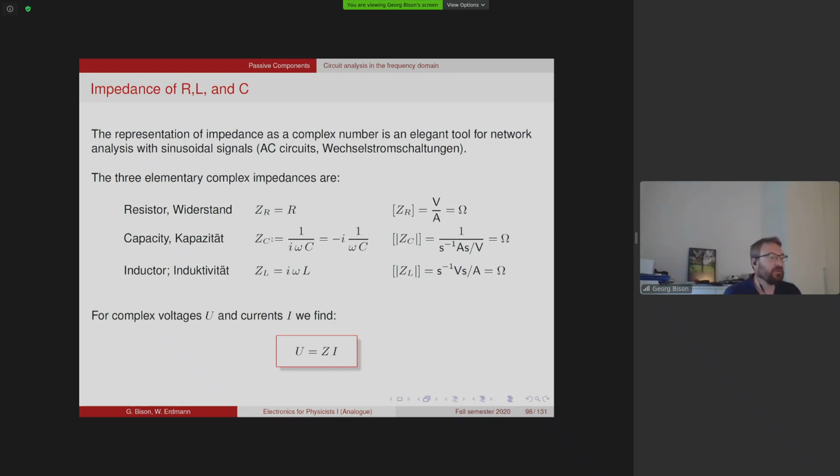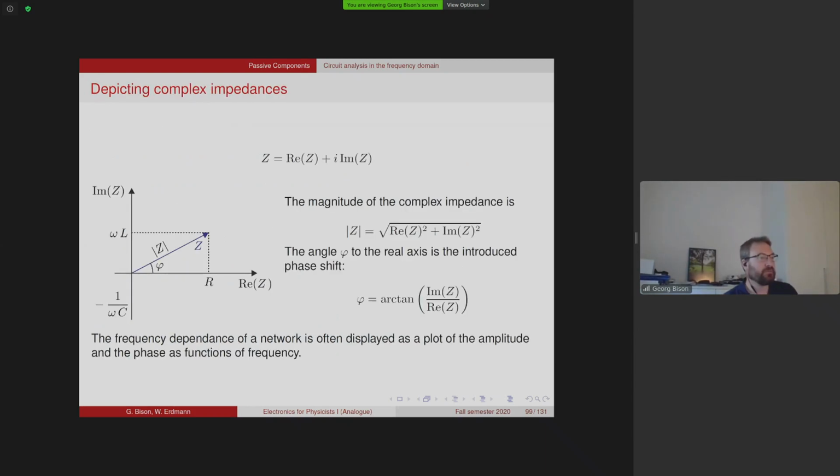Now, this means that for complex voltages and currents, we can write down Ohm's law with the complex impedances. Now, the question is, what does it mean to have a complex voltage and current?